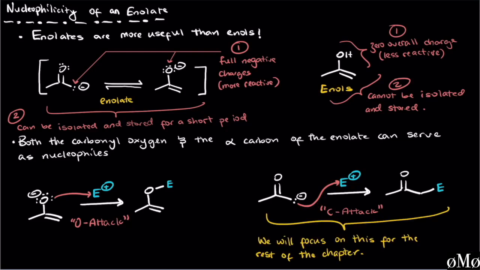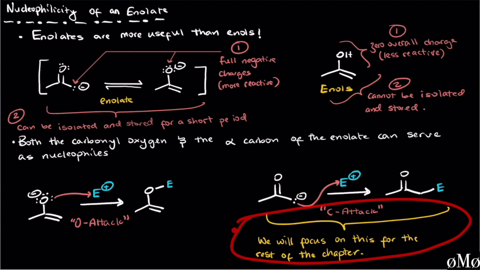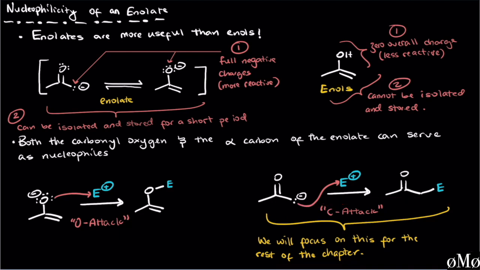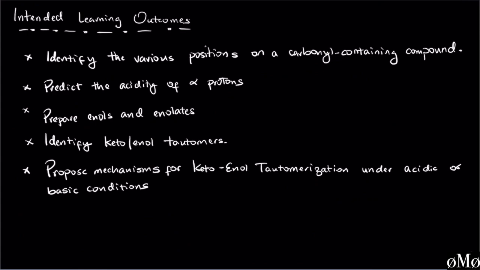And so for the rest of the chapter, we're going to focus on the C attack, and we're going to look at several reactions in which the carbon of your enolate acts as a good nucleophile and engages in reactions in the presence of an electrophile. Okay, so that's it. We're going to identify the various positions on carbonyl-containing compounds. So you should know what the carbonyl carbon is, the carbonyl oxygen, and the alpha, beta, gamma, delta positions.